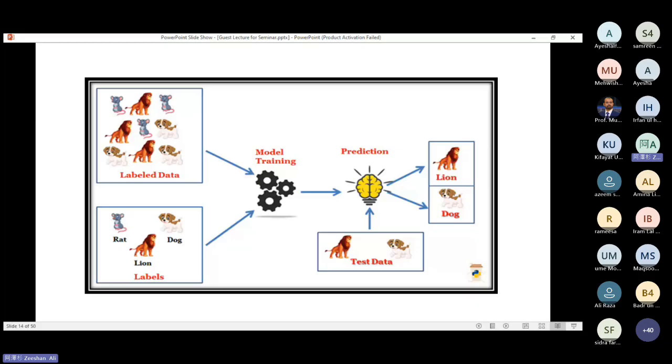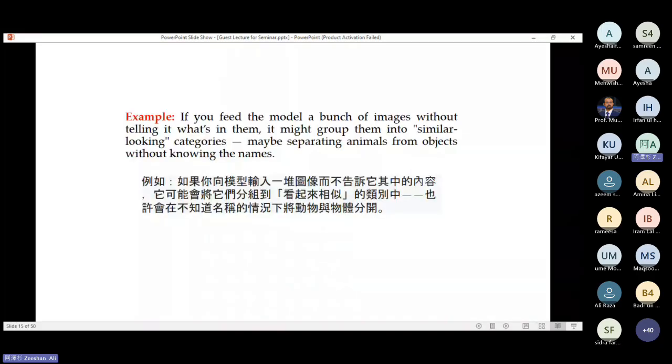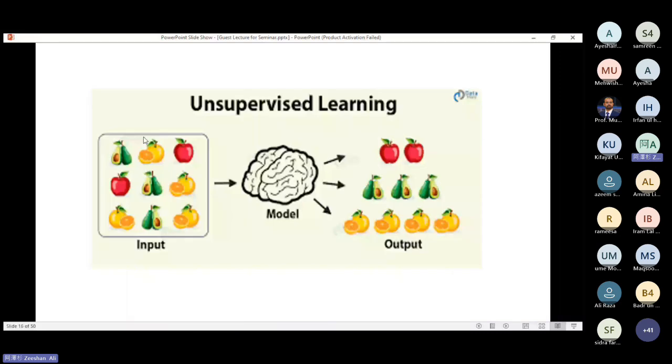For example, if you feed the model a bunch of images without telling it what is in them, it might group them into similar-looking categories. For example, zebra, donkey, and horse, because they are a similar-looking category. Maybe separating animals from objects without knowing the names, according to their color. Similarly, these fruits have the same structure, but their names are different. But this is also unsupervised data because we don't have labels.